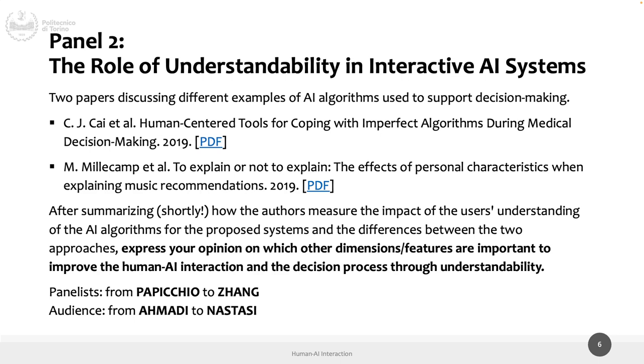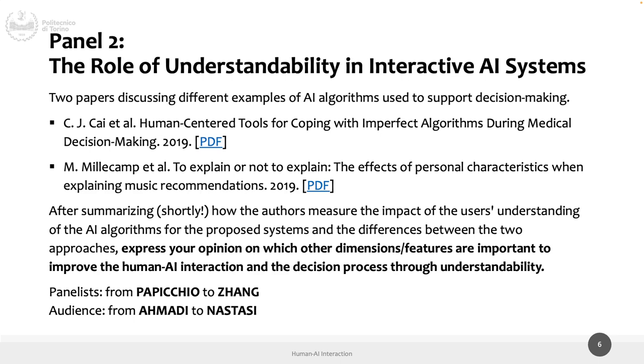And here the goal is to express your opinion on which other dimensions or features, in addition to what the authors said, are important to improve the human-AI interaction, starting from these two cases, and the decision process through understandability of what's going on. And these are two examples, one on music recommendation and one on medical decision making. So two different fields, but still something to understand and communicate to people. And here, panelists, again, three slides, and then they have the question for the other panel and vice versa.